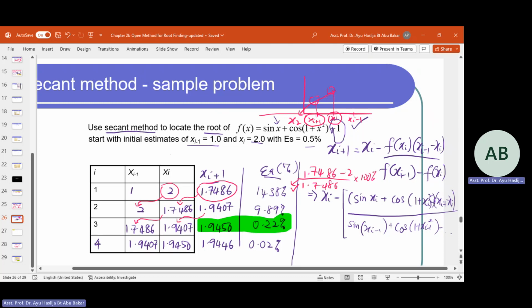Okay, any problem? Easy. It involves a lot of calculation. It's just the method that you use. Okay. So we are done with 2B, root, open method for root. We have covered the bracket method, the closed and open methods.